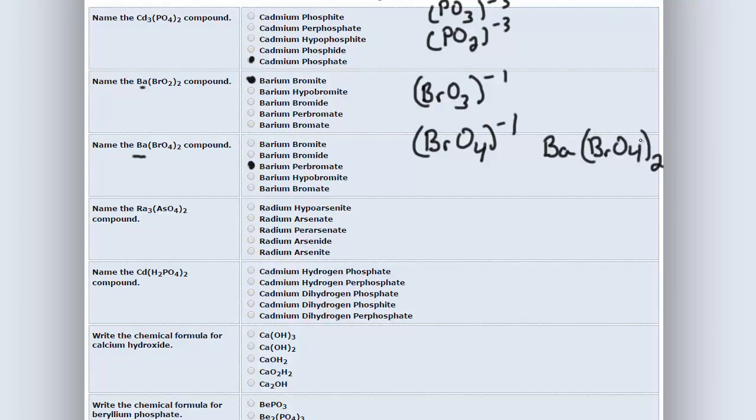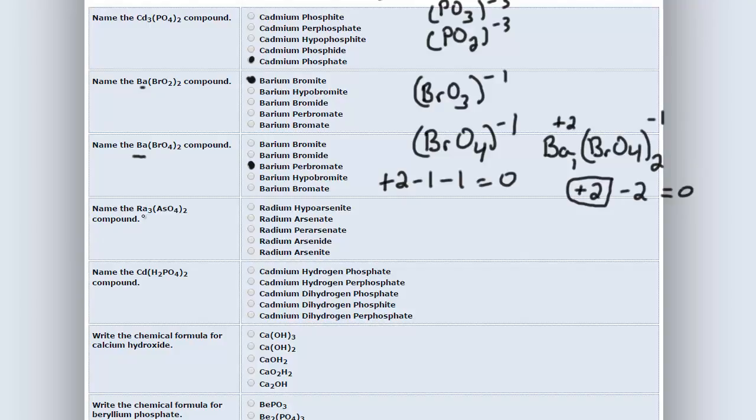Perbromate is -1 charge. -1 times 2 is a -2. We have to get to 0. Something minus 2 is 0, and that's a +2. I have one of those bariums, so this barium is a +2. So what's the math equation for this chemical compound? +2 minus 1 minus 1 equals 0, because I have 2 of these perbromates.